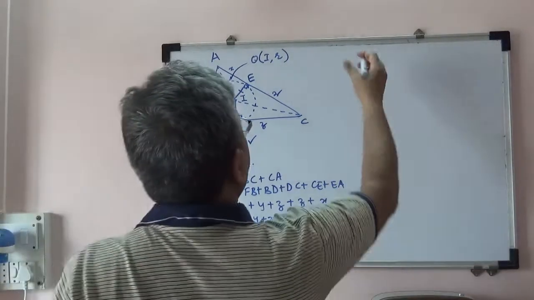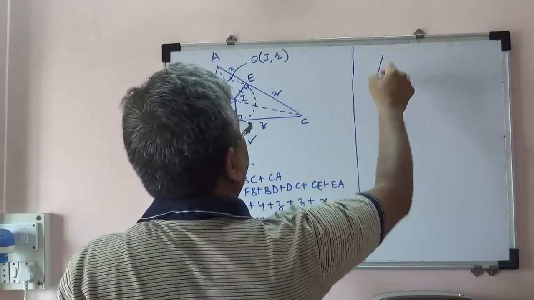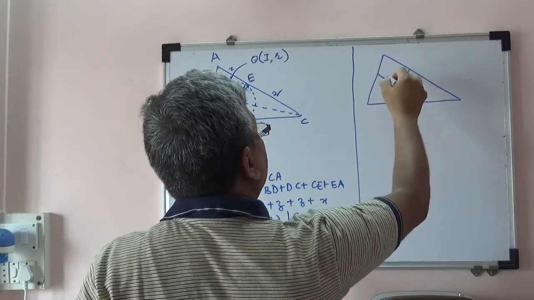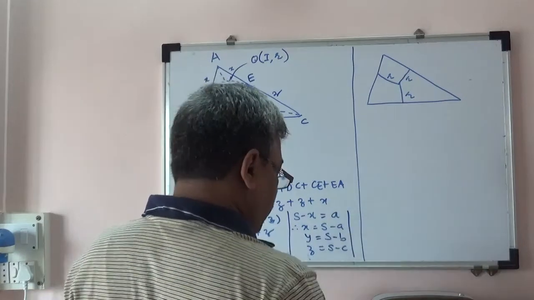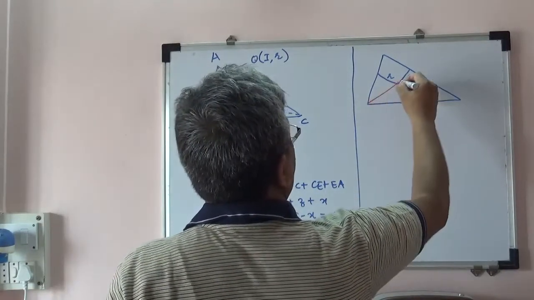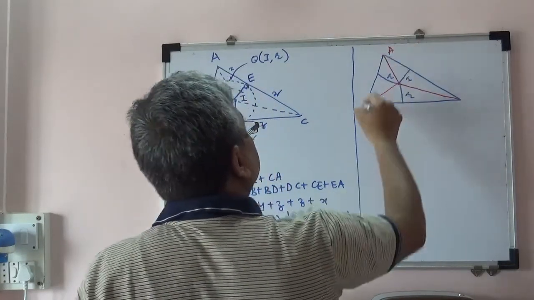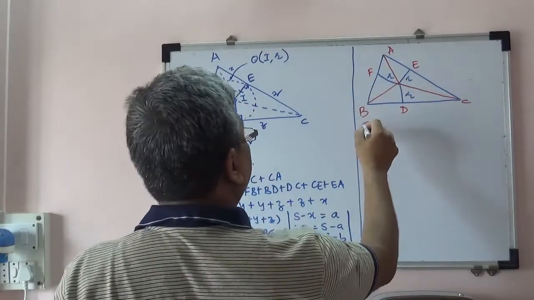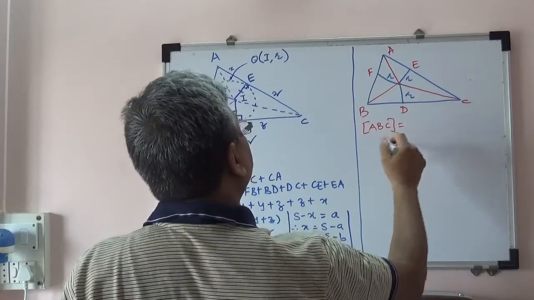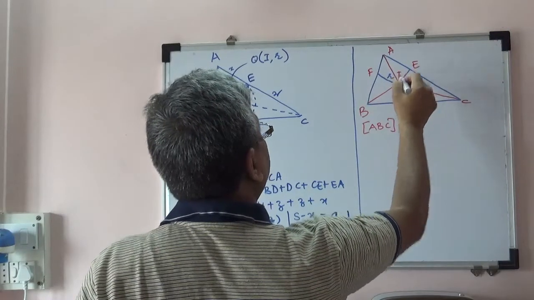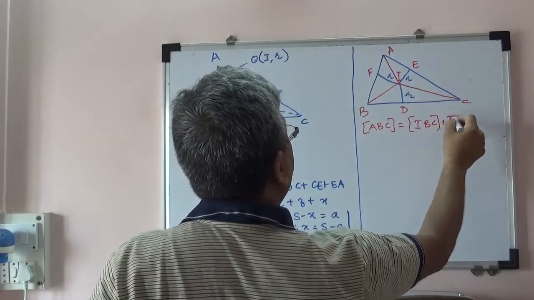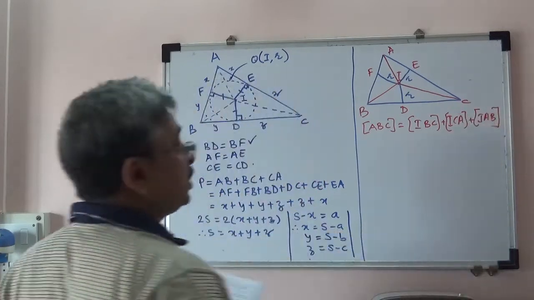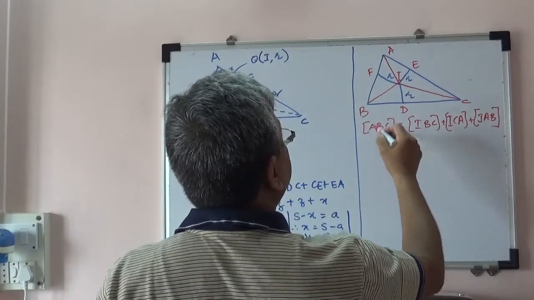Okay. Now the last thing that we wish to do, using the same configuration, triangle ABC with the inradius: this is R, R, R, and now we join these and create three triangles out of it, with D, F as the feet. Now if we wish to find the area of triangle ABC, we can do it as the area of IBC plus ICA plus IAB. This is the area of triangle ABC.